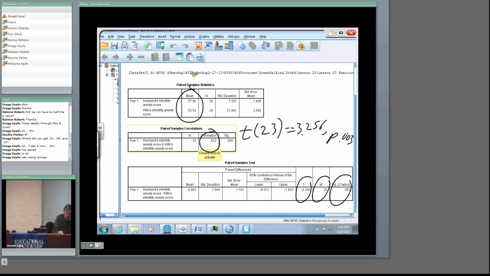Well, R is equal to 0.822, and it's a real strong correlation because the p-value for the correlation is so small. The chance of that not being significant is about as small as we can measure with our 3 decimal places.